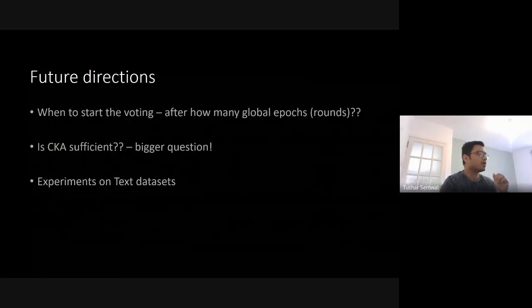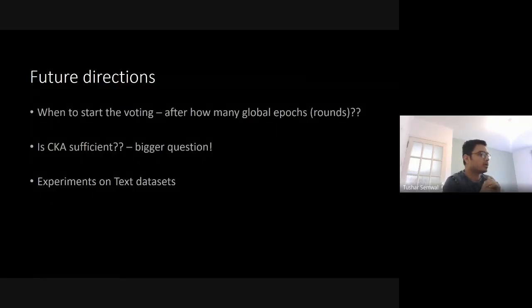But we had some other questions in our work. When to start the voting process, like after how many global or communication rounds we should start the voting, because it may happen that the global model has not learned the information yet. Is the CKA similarity matrix sufficient? That's another bigger question we have. And the next step we are currently working on is experiments on text datasets.